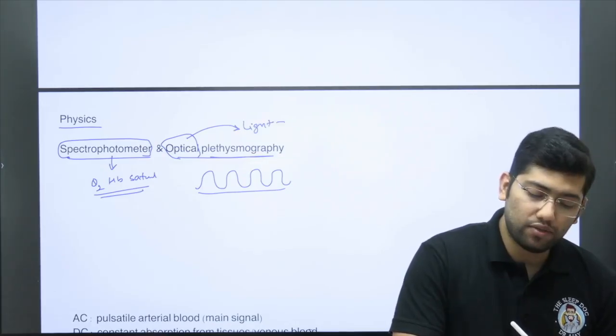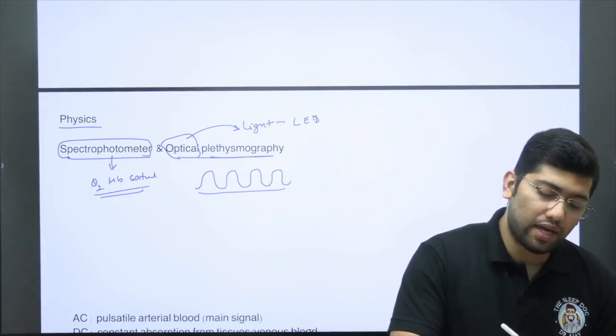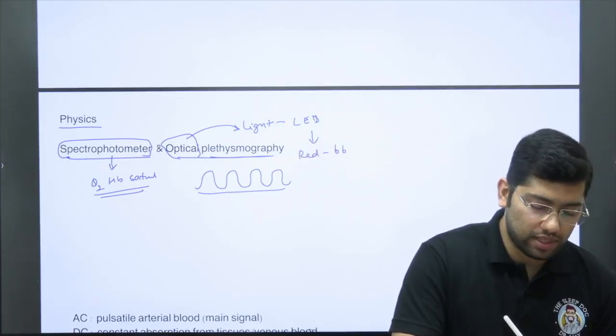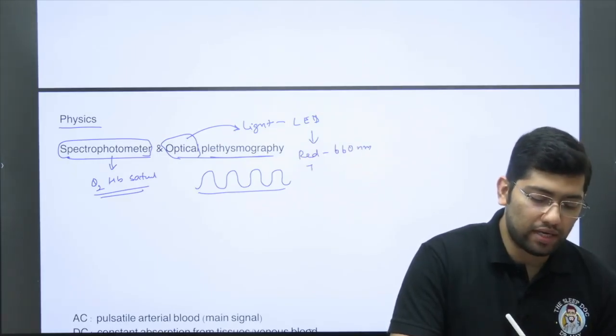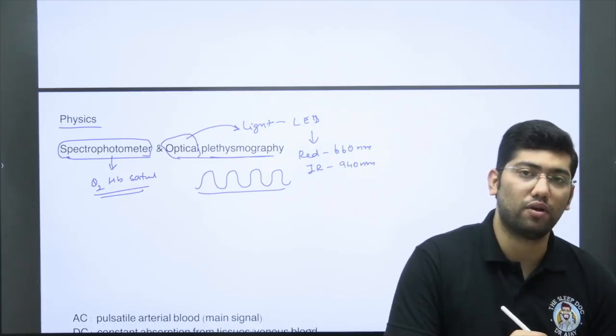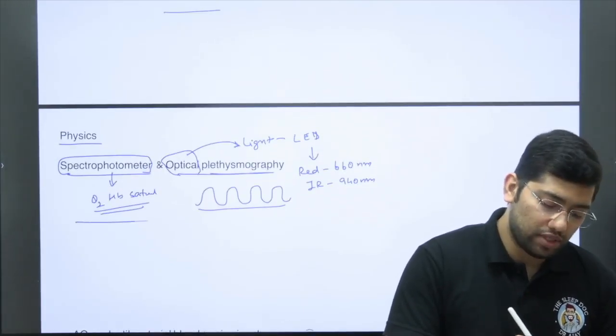Now, what light is used? LED lights are used. And what two lights are used here? One is red light, which is at 660 nanometers, and another one is the infrared light, which is at 940 nanometers. Now, there is a concept of using this.